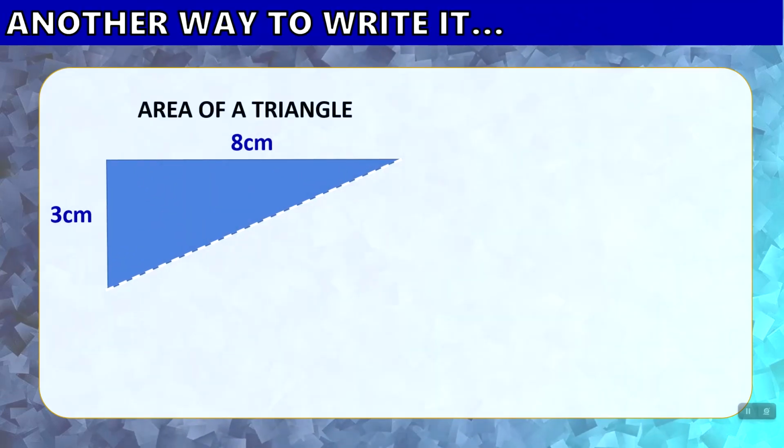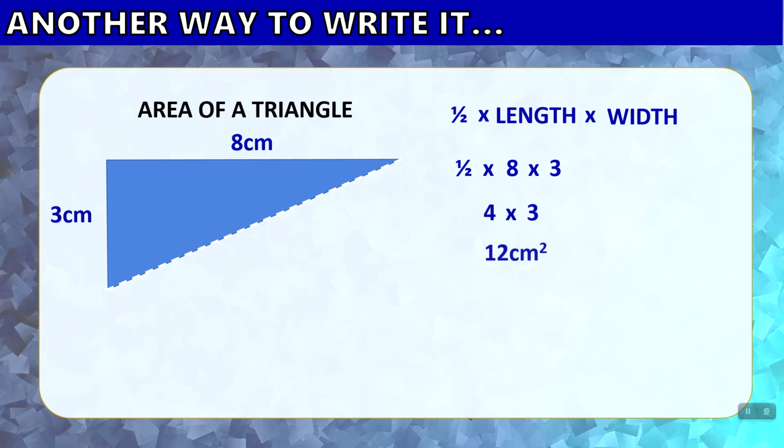Here's another way to write it. We can say half multiplied by the length times the width, and it will give us the same answer. And so in this case, half times 8 times 3. Half of 8 is 4. 4 times 3 is 12. So again, we know the area of this triangle is 12 centimeters squared.